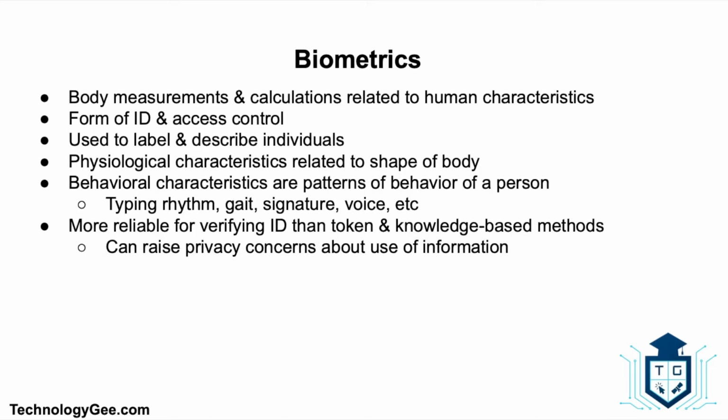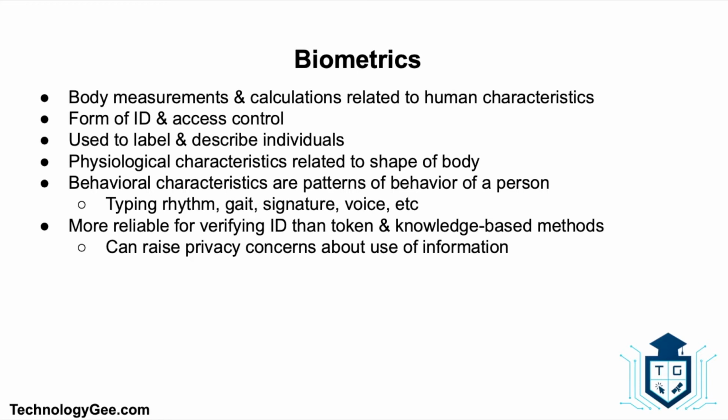Biometrics are body measurements and calculations related to human characteristics. Biometric authentication, also known as realistic authentication, is used in computer science as a form of identification and access control. Biometric identifiers are the distinctive, measurable characteristics used to label and describe individuals. Biometric identifiers are often characterized as physiological characteristics, which are related to the shape of the body.